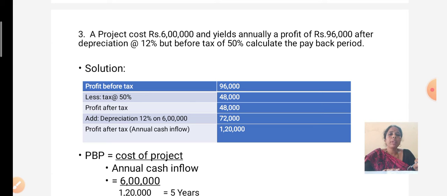Now what is the payback period formula? As I told you, cost of the project divided by annual cash inflows. What is the cost of the project? It is 6 lakhs. And the annual cash inflow we have got is 1,20,000. So 6 lakhs divided by 1,20,000, we get 5 years. So the payback period for this problem is 5 years. Now let us work out the next problem.